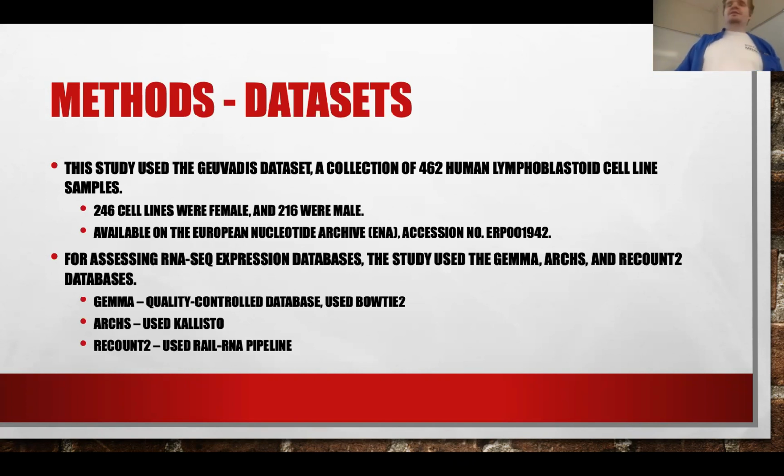To assess the RNA-seq expression database, they used the GEMMA, ARCHS4, and recount2 databases. GEMMA is a quality control database that used Bowtie2, which is out of date at this point. ARCHS4 used Kallisto, which is another alignment tool, and recount2 used the Rail-RNA pipeline.